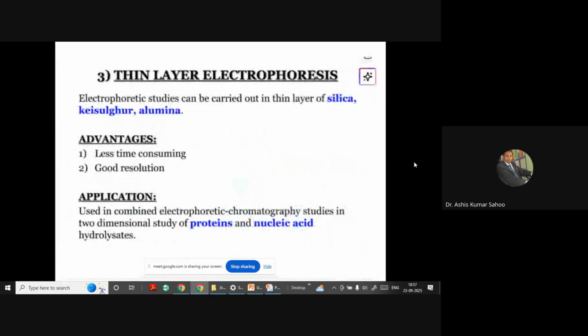So, thin layer electrophoresis. Electrophoresis studies can be carried out in thin layer chromatography. So here is a layer of silica or aluminum, and it is convenient. It is applied for the study of mechanism efficiency, combined with cellular synthesis.